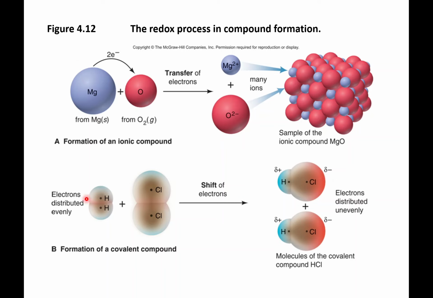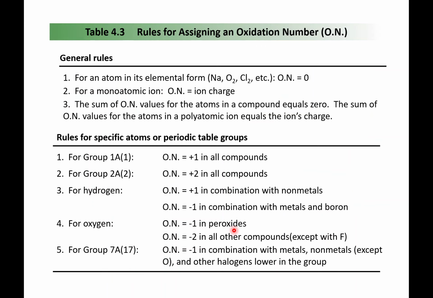In the case of H2, each hydrogen has one electron, shared evenly. In HCl, its one electron is really mostly around chlorine. So this is an example of another redox reaction. Okay, how would you know that? That's the case where you have to look at what's known as oxidation numbers.